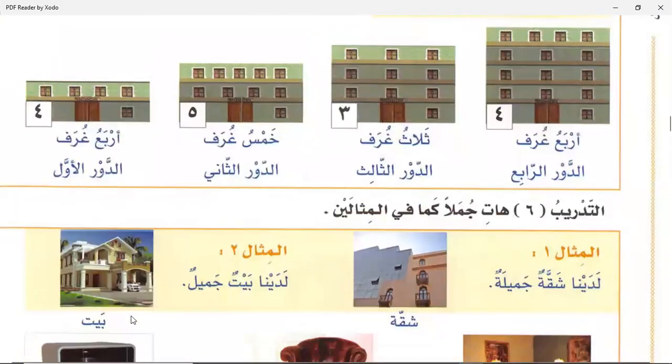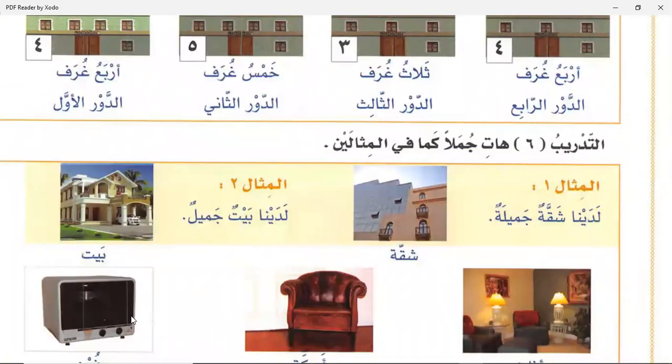Okay, next. التدريب السادس. هاتي جملا كما في المثالين. Bring sentences like the one in the two examples. So المثال الأول. لدينا شقة جميلة. We have a beautiful apartment. المثال الثاني. لدينا بيت جميل. We have a beautiful house.